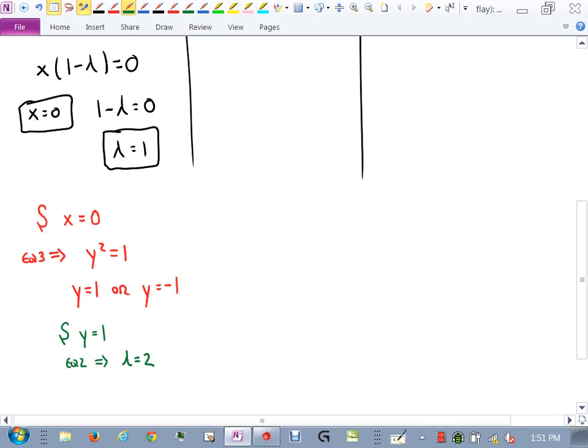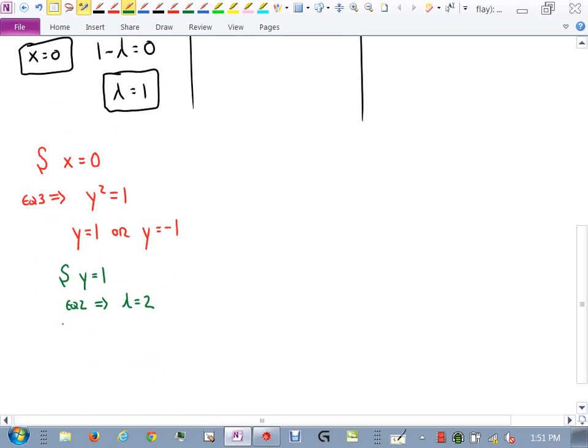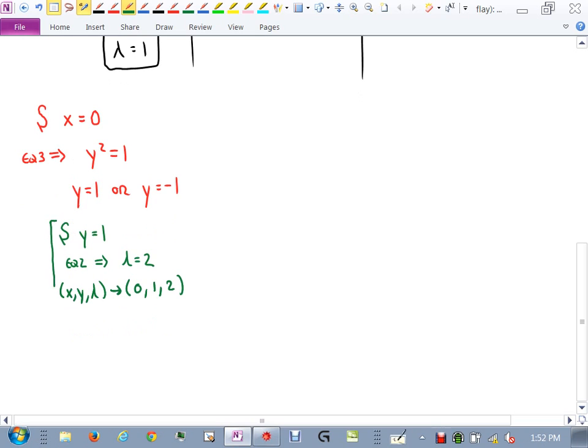Do you see that? Okay, so now underneath this, I'll put x, y, lambda must be what? x was 0, y was 1, and lambda was 2. So that's kind of its own little thought there. And now let me suppose what? y is negative 1. If y is negative 1, what does equation 2 give me?